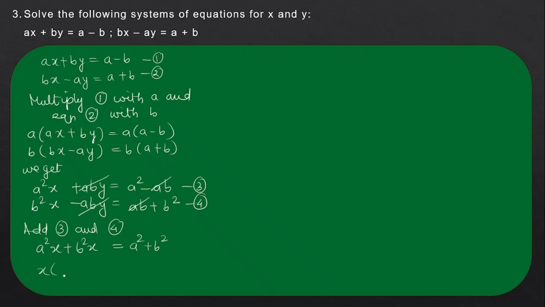I take x common, a square plus b square on the left side. Therefore, we get x is equal to a square plus b square divided by a square plus b square. We cancel the entire terms, we get x is equal to 1. This is the first solution.